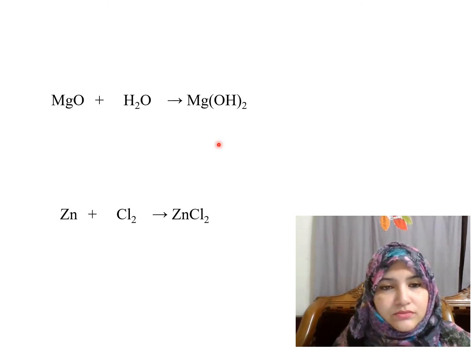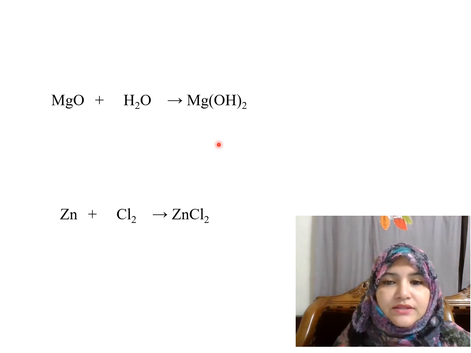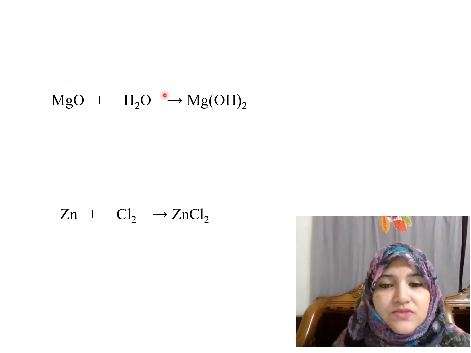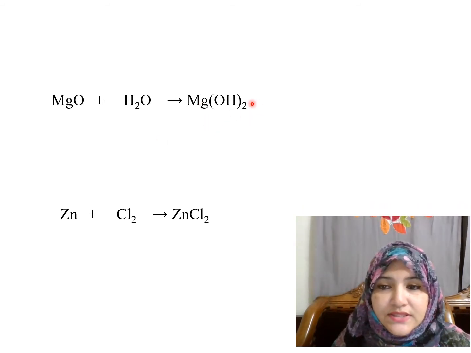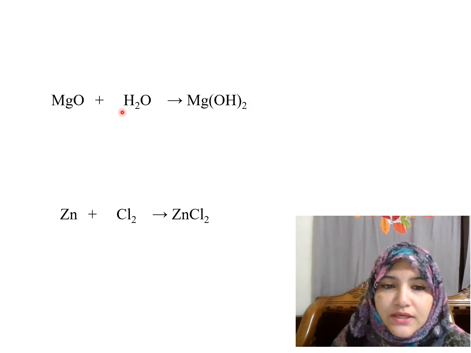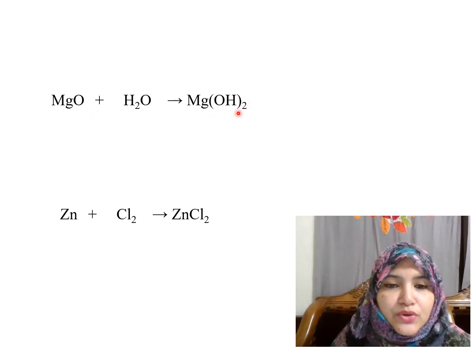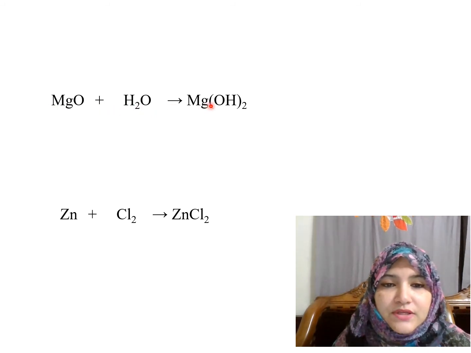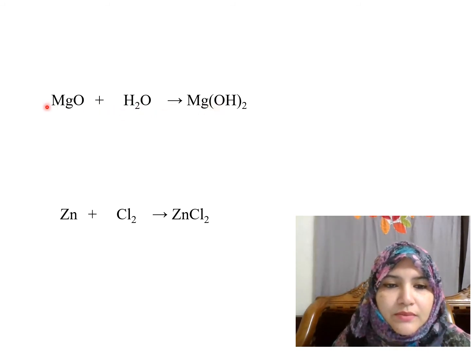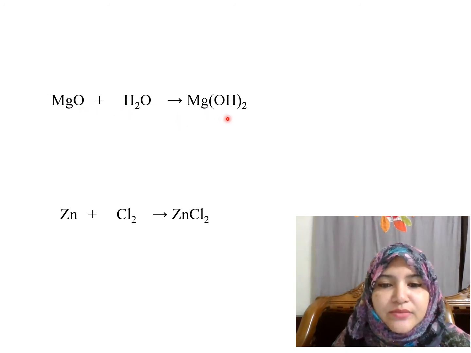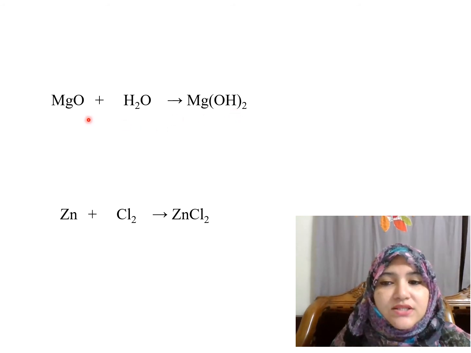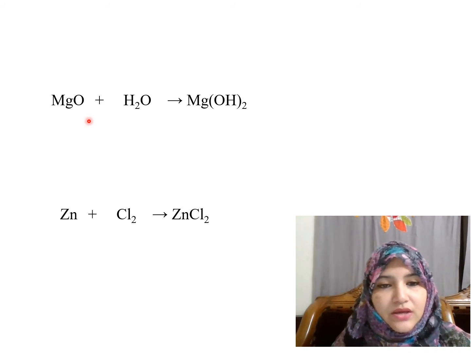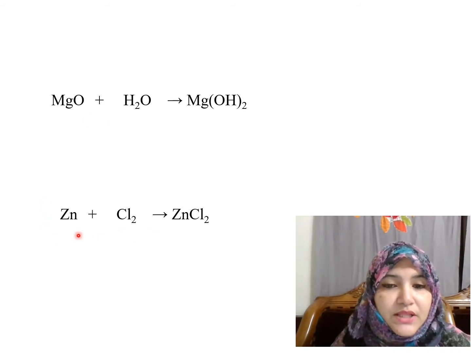Now if you look at the first example, there are no pure elements. All we have is compounds: magnesium oxide, water, and magnesium hydroxide, all three are compounds. When we see that type of change, chances are it is not a redox reaction.